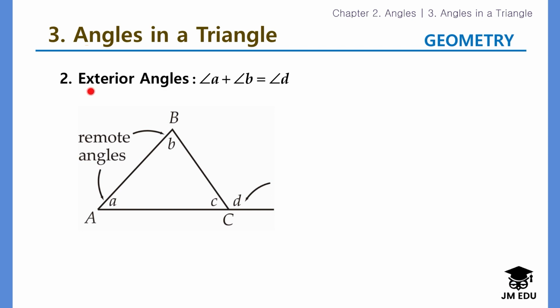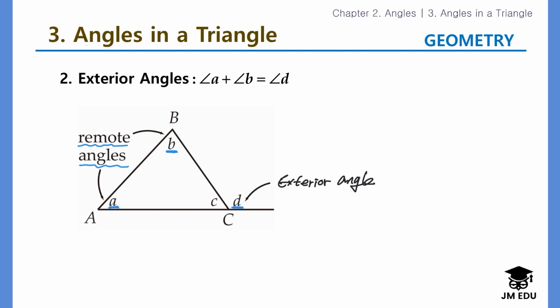Number two, exterior angles. When we have a triangle ABC, if we extend one of the sides like this, then this angle right here is called the exterior angle. And this exterior angle is always equal to the sum of two interior angles. If this is the exterior angle, we say these two interior angles are remote angles. Okay? And I'm going to show you why.